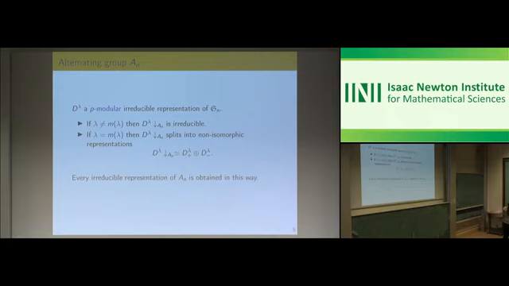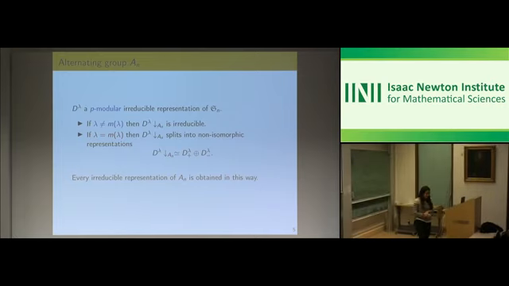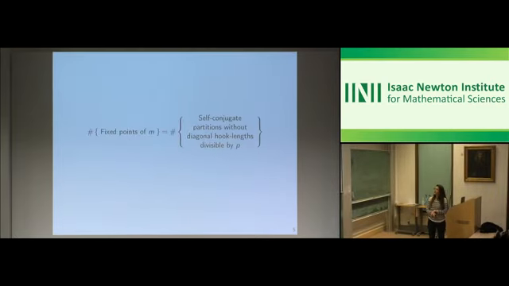For the same reasons, in the modular case, we have the same result, but not with conjugation, but with the Mullineux map. So that's why we're interested in the Mullineux map, because if we know, for example, the fixed points of this map, then we can know which are the modules of Sn which split. So that's why we're interested in this. Okay, so how are we going to study these fixed points? It turns out that the number of fixed points of the Mullineux map equals the number of self-conjugate partitions without diagonal hook length divisible by p.